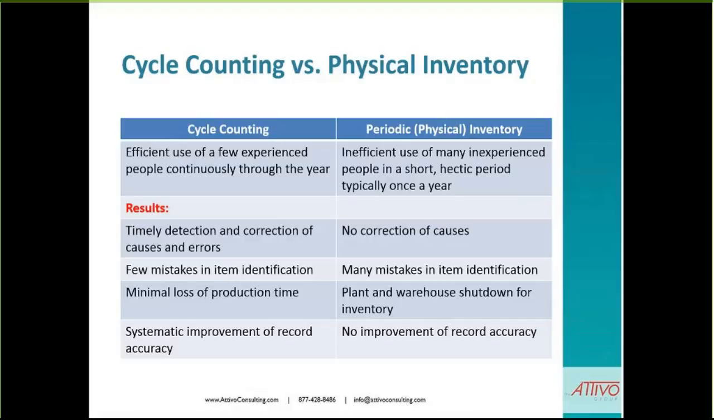Finally, there's a systematic improvement of record accuracy. The more you do the cycle counting, and the more you arrange and organize your inventory, the less likely there is that you're going to have a problem as far as the accuracy of your records are concerned. When you're doing a periodic physical inventory, whether it be quarterly or semi-annually or annually, you're going to wind up not improving the record accuracy. You're just going to wind up getting upset that it isn't accurate.